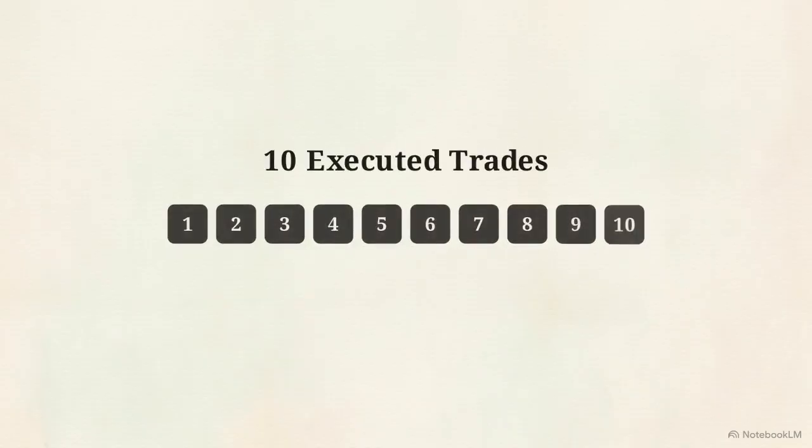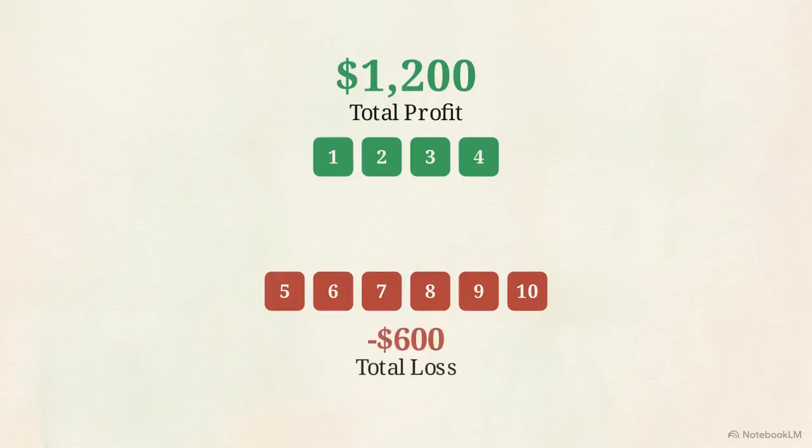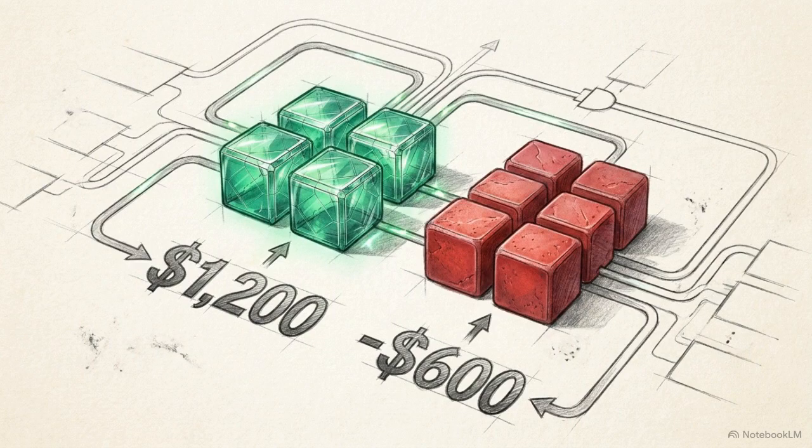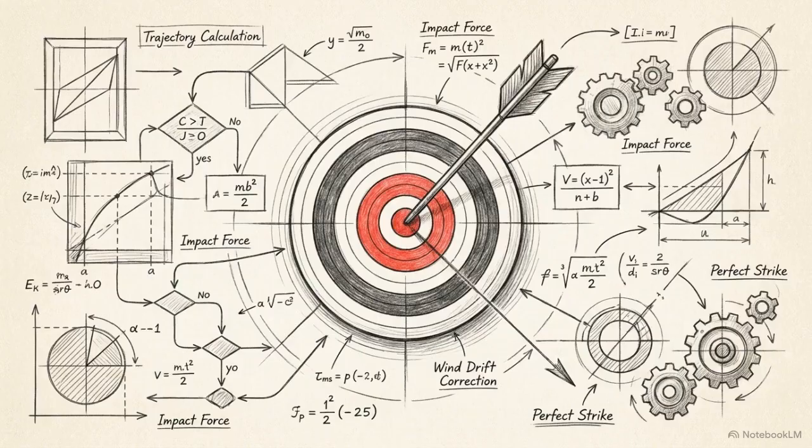Let's build a clean data set. Imagine a robot that executes exactly 10 trades. 4 of those trades are winners, generating a total profit of $1,200. The other 6 trades are losers, resulting in a total loss of $600. This single set of numbers contains everything we need to evaluate profitability. Evaluating a strategy by only counting the number of winning and losing trades hides the actual mechanics of how it makes or loses money. Let's start with success rate.